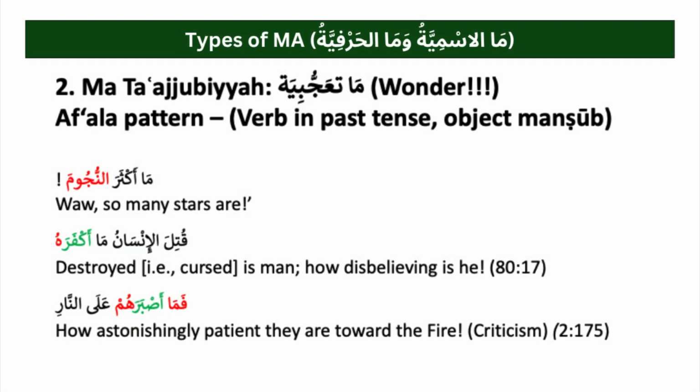Now we come to the next slide of this lesson on the types of ma, ma ta'ajjubiyya, which the slide calls ma of wonder. This is the kind of ma used in expressions of amazement or exclamation. The slide explains that it comes in the af'ala pattern, where the verb appears in the past tense form and the object is mansub. In other words, this is one of the standard Arabic patterns for expressing wonder.